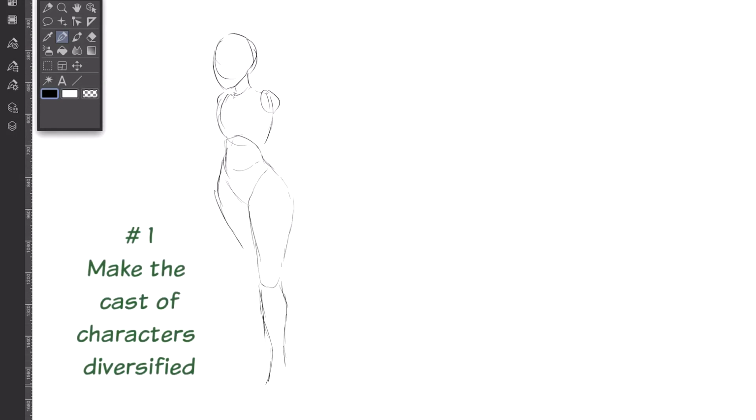I'm using Clip Studio Paint, but you can use paper and pen or some other digital program. My basic 3 character design tips: number 1, make the cast of characters diversified.